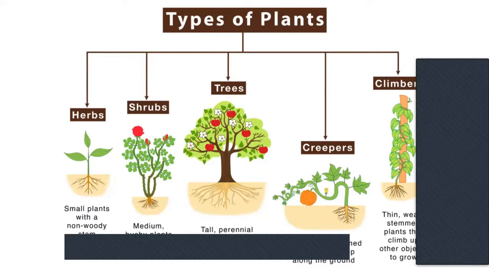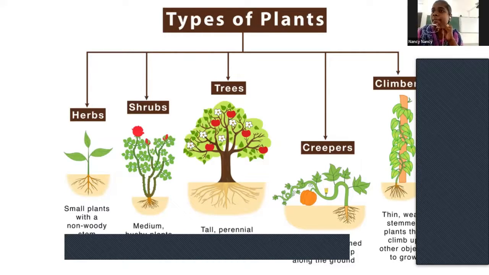Yes, while explaining to the children: a climber has a weak stem, so we have to give support to climb up. So it is called a climber. Without support, it can't grow high. Then the creeper, as it is carrying a big fruit, cannot climb up. So it grows down, creeping down and moving.